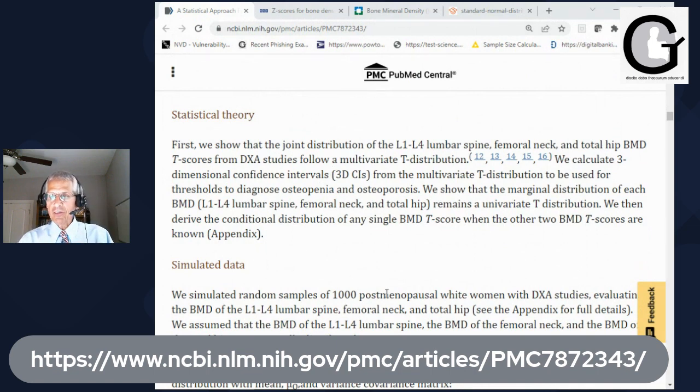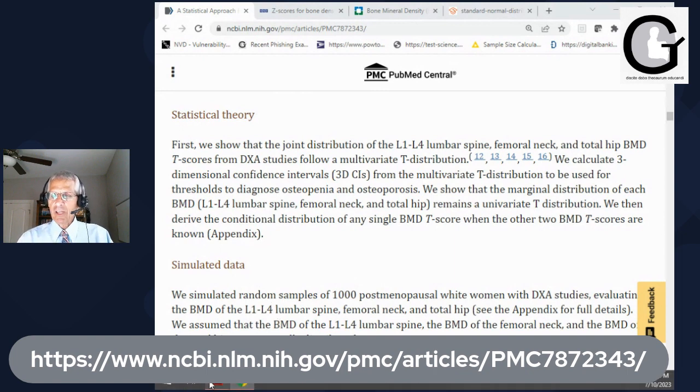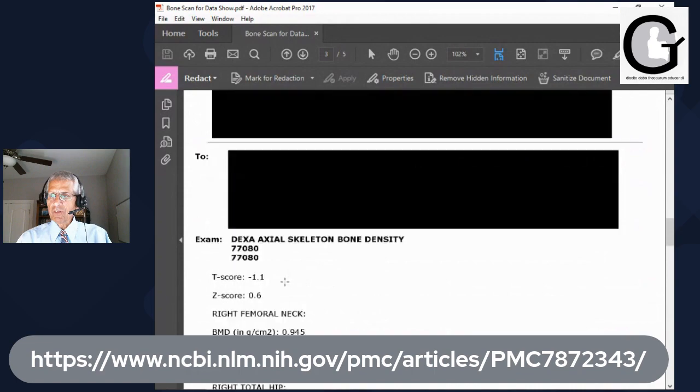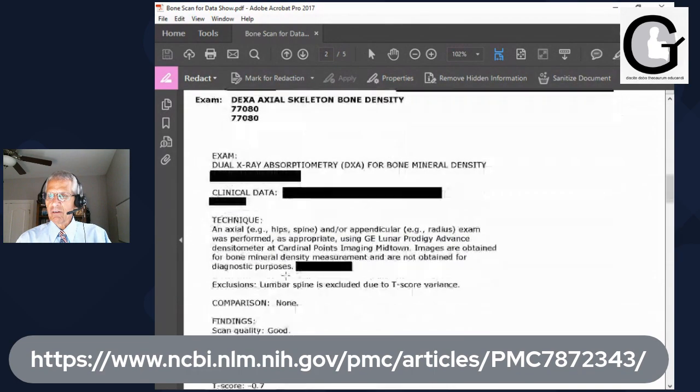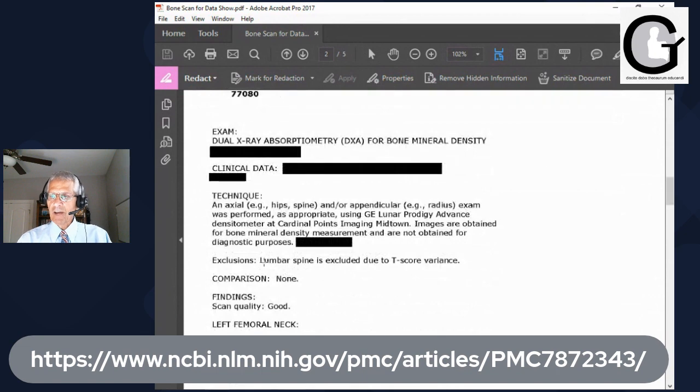And then he took 1,000 postmenopausal white women with DEXA studies evaluating the BMD on the L1 to L4 lumbar spine. Now we sat back and we said, wait a minute, Chris, hold on. When we talked about the lumbar spine, it says right here, lumbar spine is excluded due to T-score variance. So comparison is none.